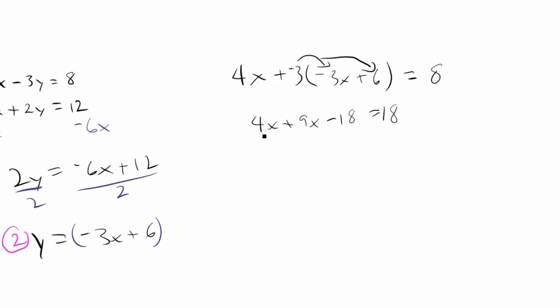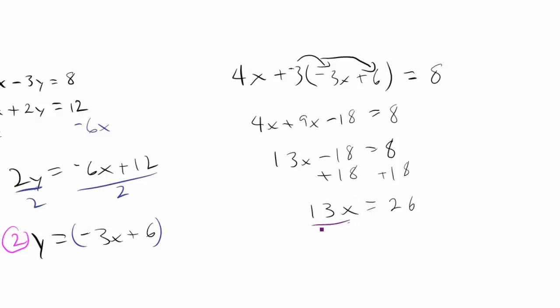So what I want to do next is combine my terms. So 4x plus 9x is 13x. I put an 18 here because I was working too fast. Go back and look at that. It's not an 18, it's an 8. Add 18 to both sides. 18 plus 8 is 26, and 13x on this side.